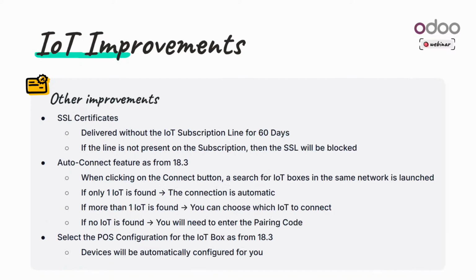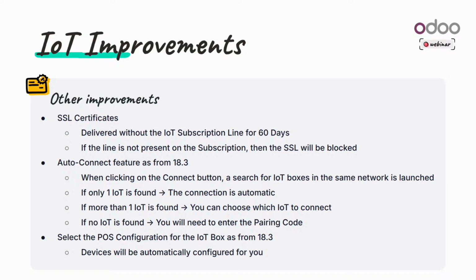The next improvement that we have done is that previously you needed to have the IoT subscription line on your subscription. Otherwise, the SSL certificate was not going to be generated. And that was a bit difficult because the flow was not really smooth. You had to call the commercial before adding the line. Then you could connect the IoT, which is a bit messy.